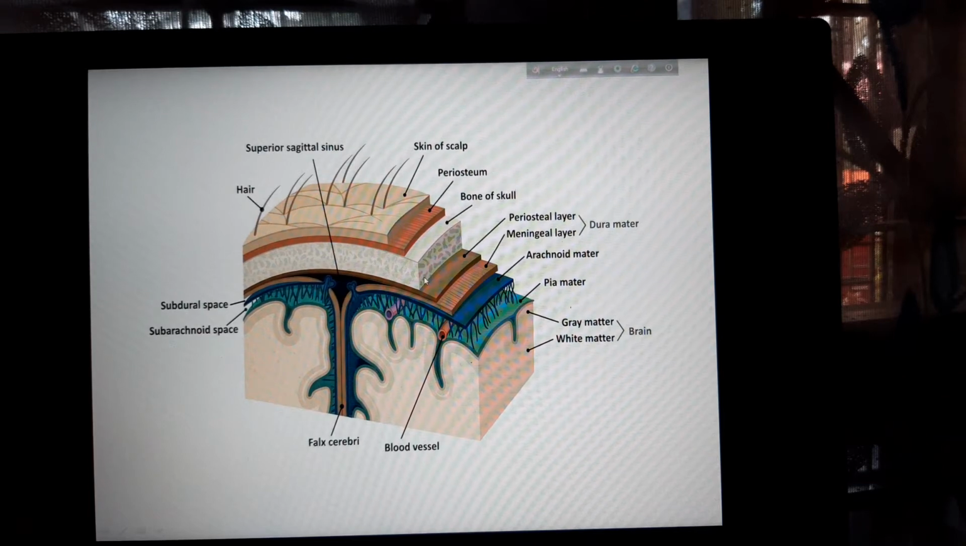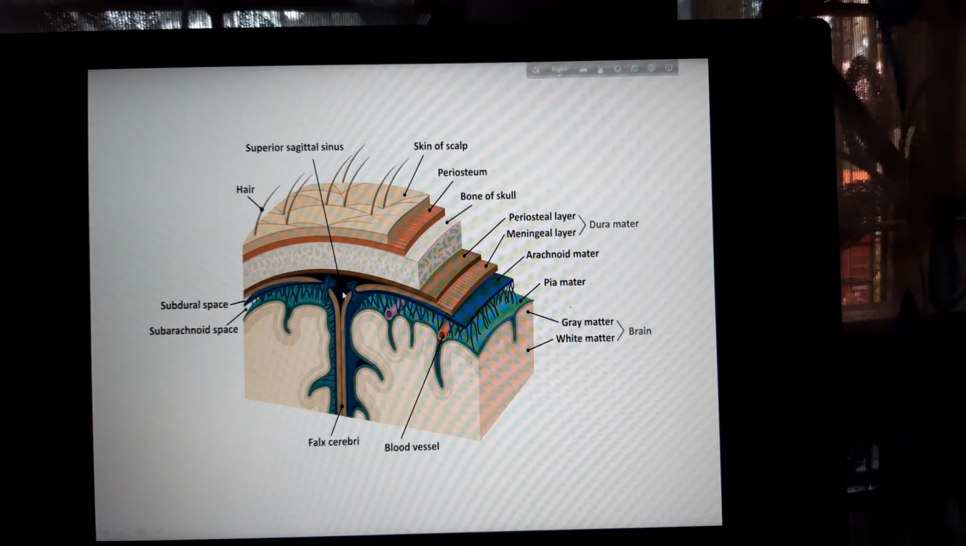You see, the brain is surrounded by a thick layer of tissue. This thick layer consists of 3 layers of tissue. The outer is the dura mater, the inner is the pia mater, and the middle is the arachnoid. The space between the dura mater and the arachnoid is called the subdural space, and the space between the arachnoid and the pia mater is called the subarachnoid space. Again, this is the pia mater.